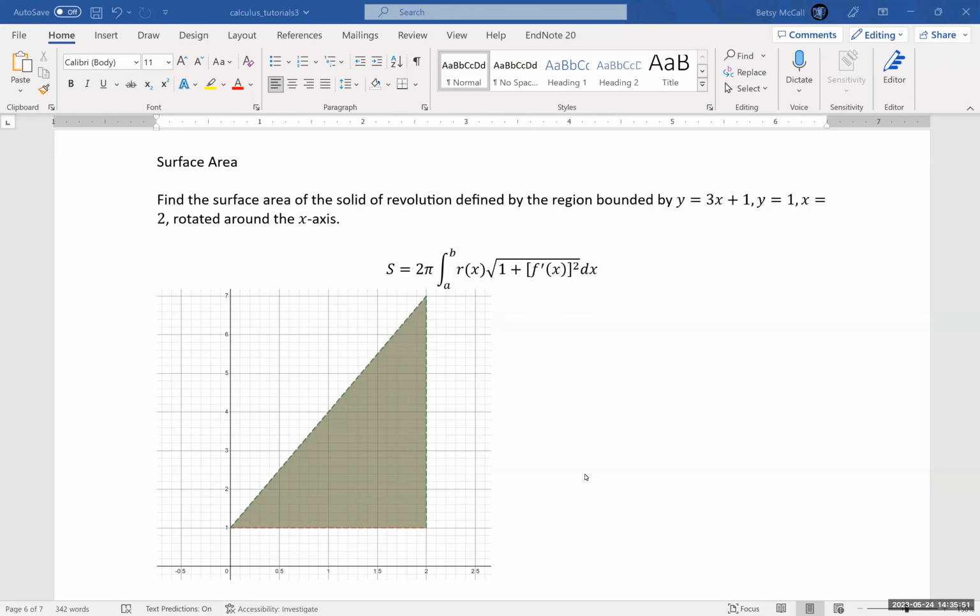Okay, so in this video, we're going to take our solids of revolution and now we're going to find the surface area of the solid of revolution. Now, in some ways, the surface area problems are a little bit easier to set up because you don't really have two different methods. The only real difference is in how you select your radius.